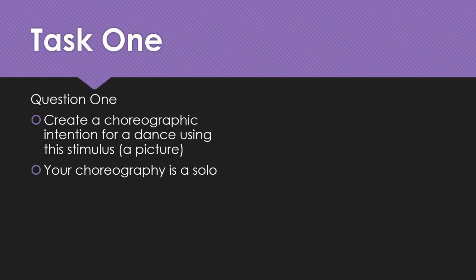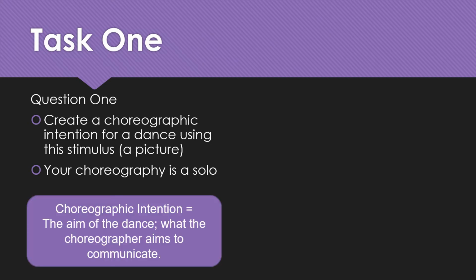Okay, here we go. Task 1. So, create a choreographic intention for a dance using the stimulus. Stimulus is a picture. It's going to pop up in a second. Your choreography is a solo, meaning we have one dancer to work with. So the main task here is creating a choreographic intention. Now, a choreographic intention is the aim of the dance. So what the choreographer aims to communicate.